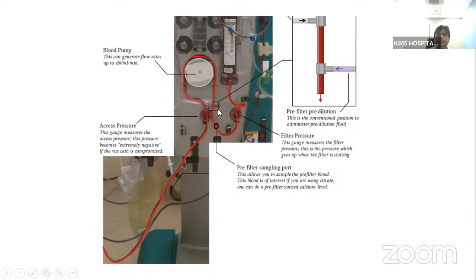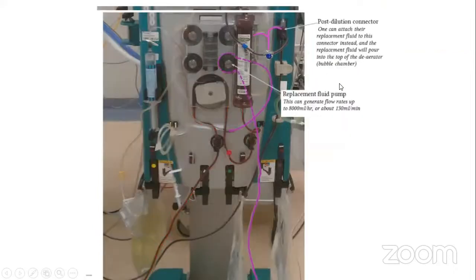Here, as discussed earlier, there are 2 tubes entering into the main single tube. One is for entry of anticoagulation. This is for replacement fluid, which is getting added. And this is the replacement fluid pump. Here we can see the replacement fluid can be added into the pre-filter as well as the post-filter. The post-filter is added into the deaeration chamber.